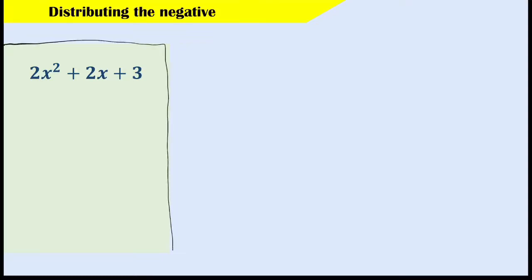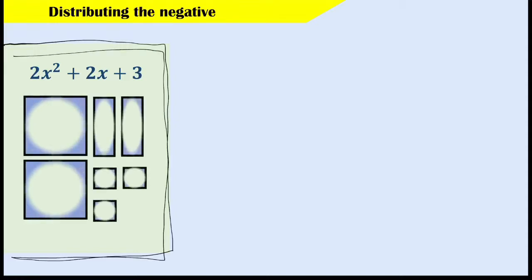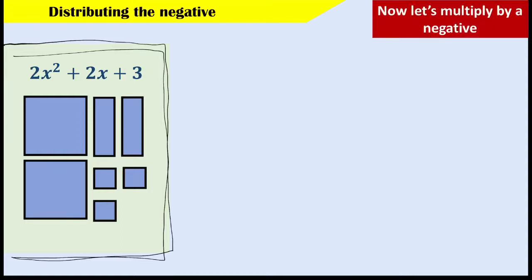All right, distributing the negative. So I'm going to take this polynomial expression here. I'm going to distribute a negative sign through it. I want you to recognize that this is separate from the example I'm showing here. I'm not actually going to subtract the next expression. So here's my polynomial with algebra tiles. And then we're going to multiply by a negative just to see what happens.